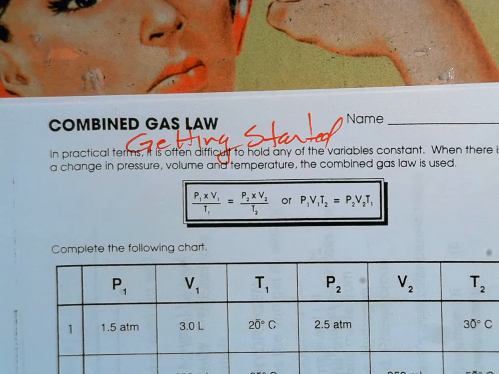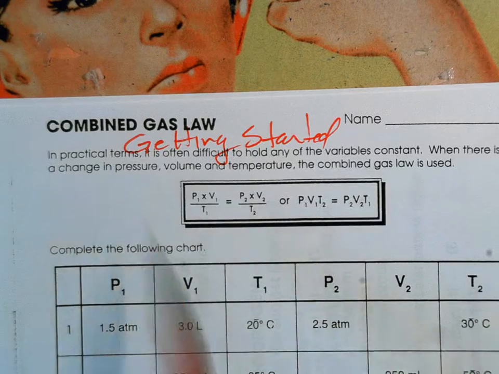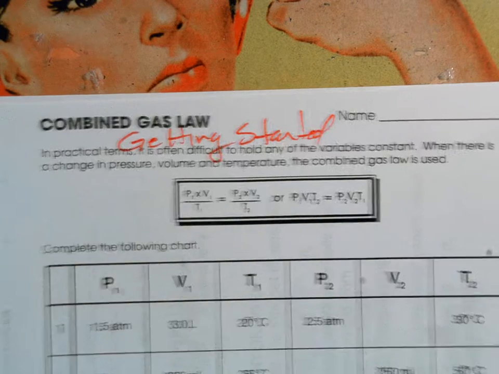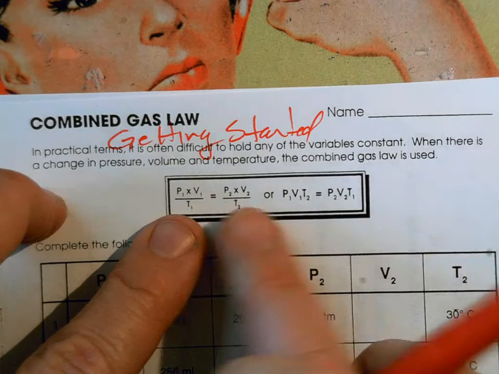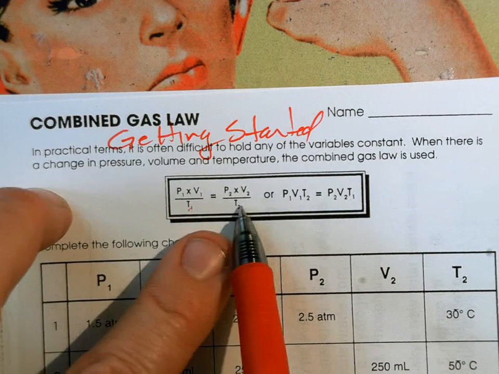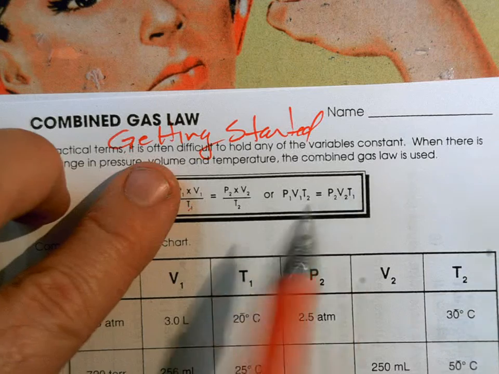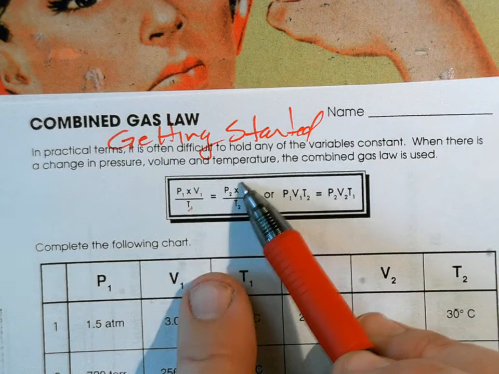Well, hello everybody. This is our getting started tutorial on the combined gas laws. So this is the combined gas law. At the top right here, we have Boyle's law. And then when we add temperature 1 over here and temperature 2, we've basically added in Charles's law and then Gay-Lussac's law over here.